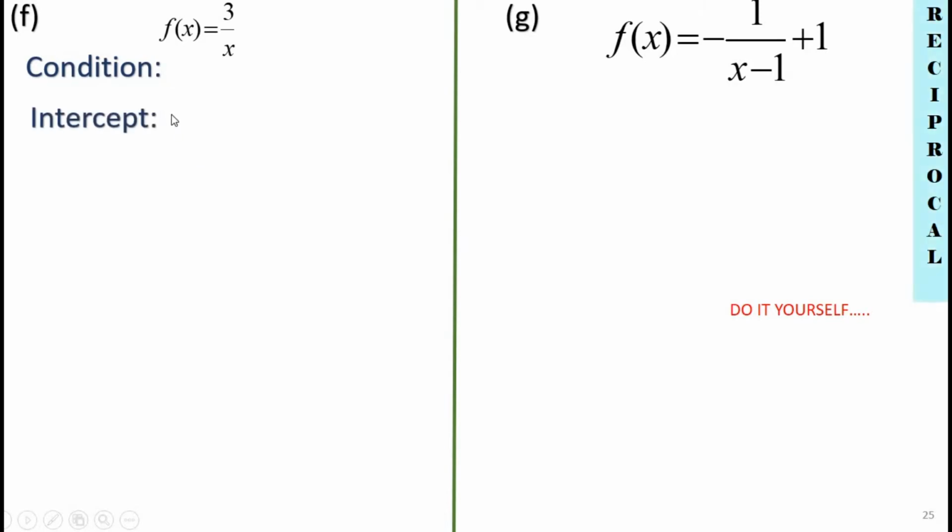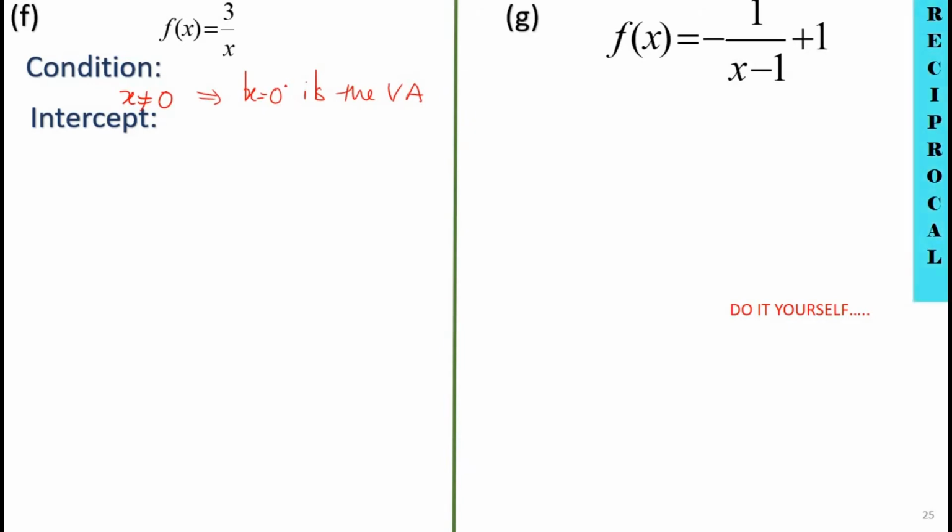The condition is x cannot take 0. So you cannot take x is equal to 0. Why? Because if x is equal to 0, then f(x) is undefined. Because of that, you can say that x is equal to 0 is actually the vertical asymptote.